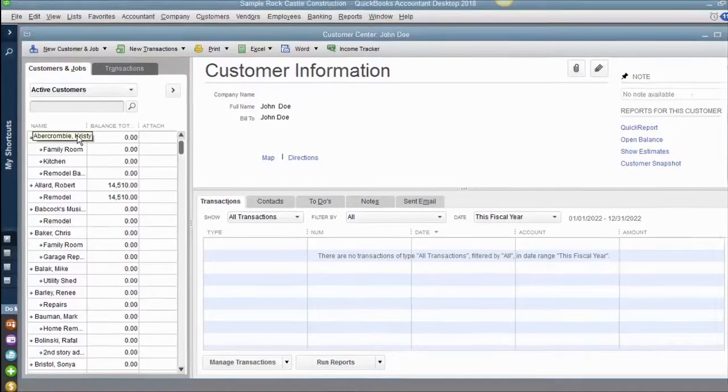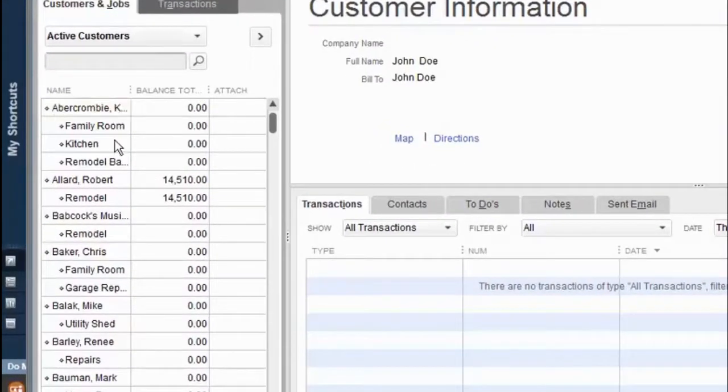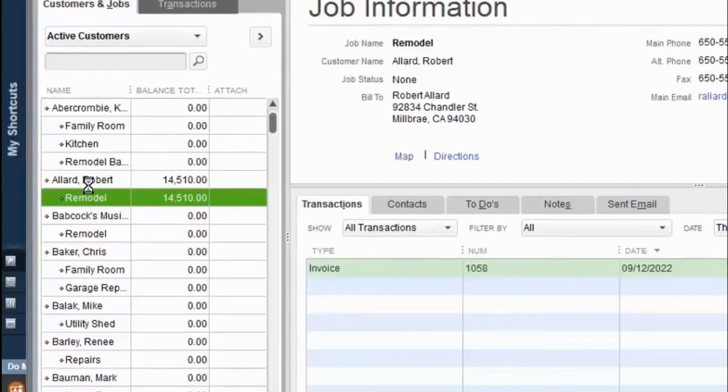As you can see right here, we have Christy Abercrombie, and she has 3 sub-jobs underneath her. Under this, we have a family room, we have a kitchen, and we have a remodeled bathroom. One of the things that a lot of people don't utilize is the sub-jobs, and that's perfectly okay as well. Some people just simply need to have one particular customer, and they're not looking at jobs specifically for that particular customer, which is fine. However, you look at Robert Allard, he has a remodel job.